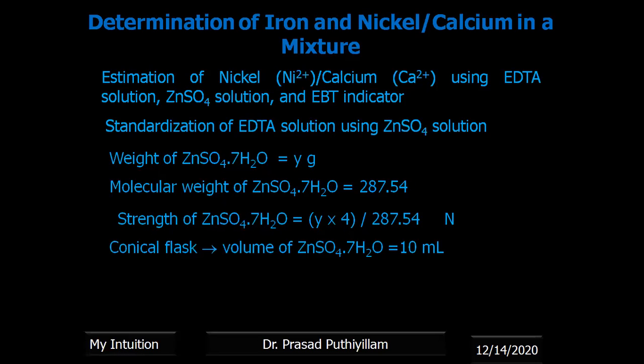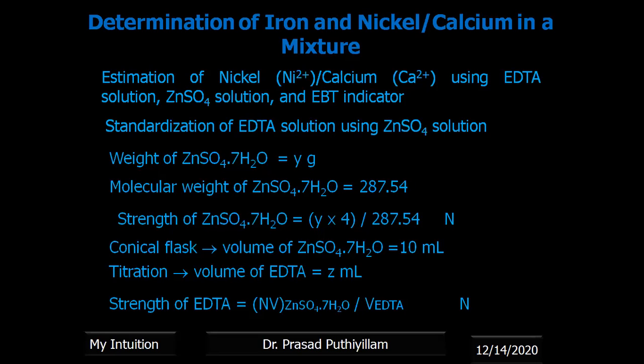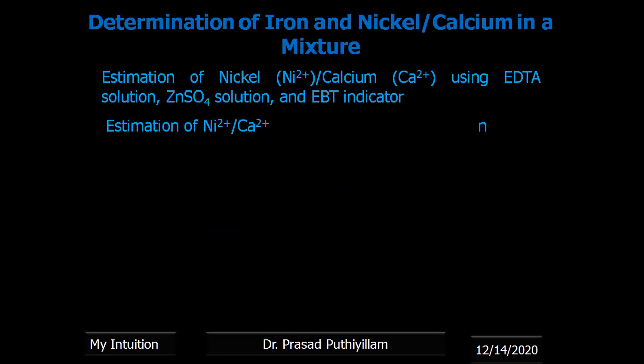In the conical flask, we are taking the volume of zinc sulfate. We are pipetting 10 ml of zinc sulfate 7H2O. On titration, we get the volume of EDTA, let it be Z ml. You need to do 2-3 trials until you get concordant values. Strength of EDTA is calculated as normality into volume of zinc sulfate divided by volume of EDTA, that is N1V1 equal to N2V2. So we will get the strength of EDTA from this expression.